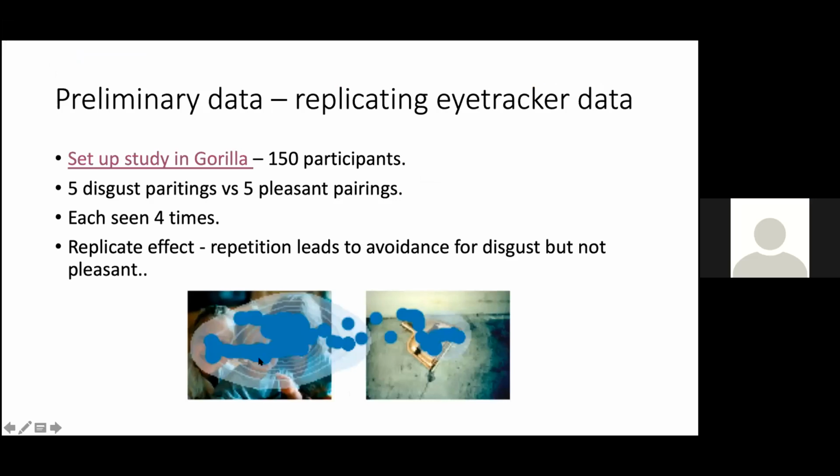This is what the raw data looks like. So you have all of these individual samples. And here, I didn't show a disgusting image because I didn't want to upset everyone with pictures of poop. But here we use the positive image, and you can see on this individual trial, this participant really prefers looking at the positive image compared to the neutral one.